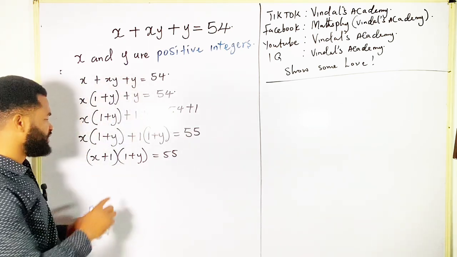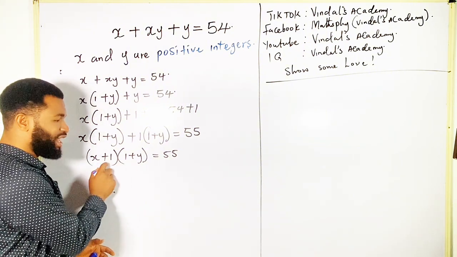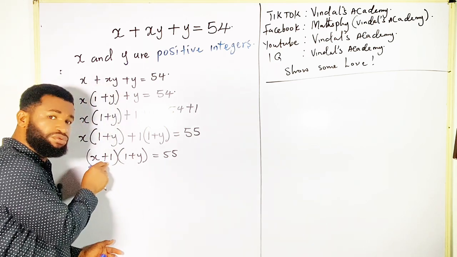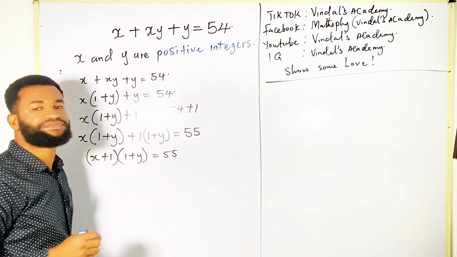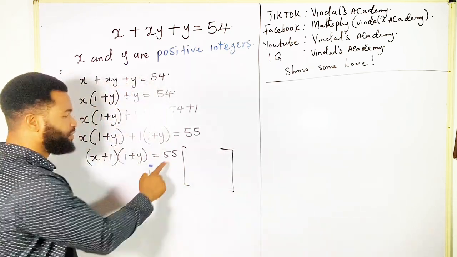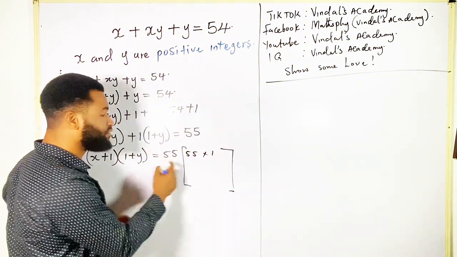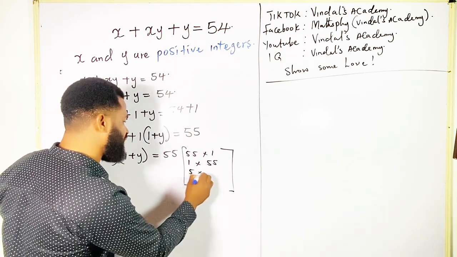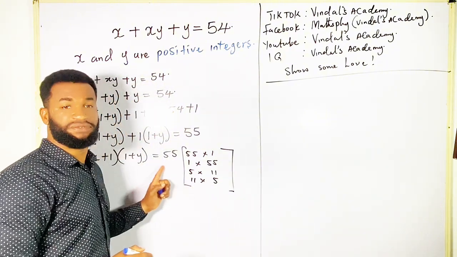And remember, this is a term plus another term. When the two of them are multiplying to be equal to 55, it means that this is going to be one of the factors of 55, and this is going to be the other factor of 55. Now the question should be, what are those factors of 55? I am going to write them here. 55 times 1 will give you 55, or 1 times 55 can also give you 55. 5 times 11 can be 55. You can also have 11 times 5 can also give you 55.